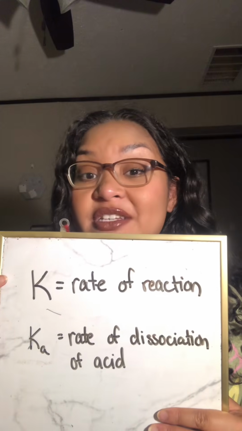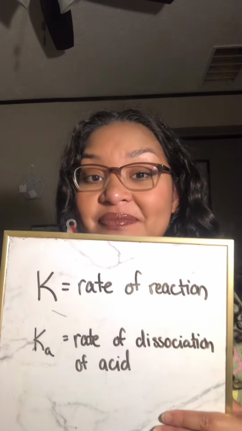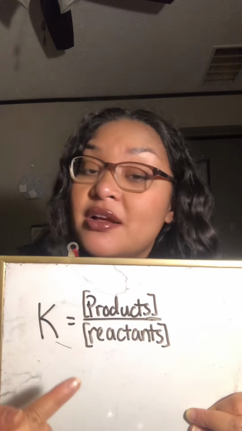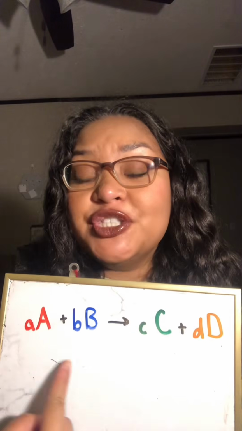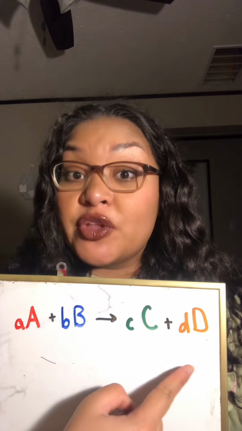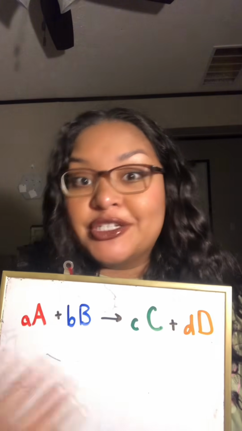In chemistry, we use K to talk about the rate of the reaction, and Ka is the dissociation rate of the acid. Very simply, K equals the concentration of the products divided by the concentration of the reactants. But we also have to take into account the coefficients within their balanced equation. Let's take this generic balanced equation for example, noting that the lowercase letters are the coefficients, whereas the uppercase letters are the actual reactants or products.